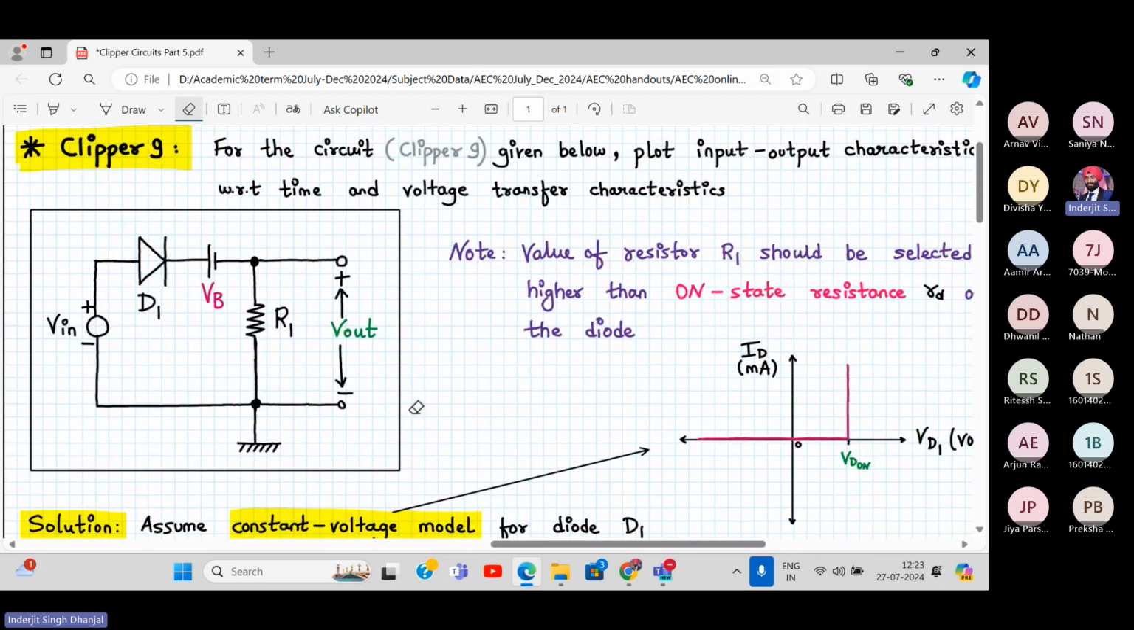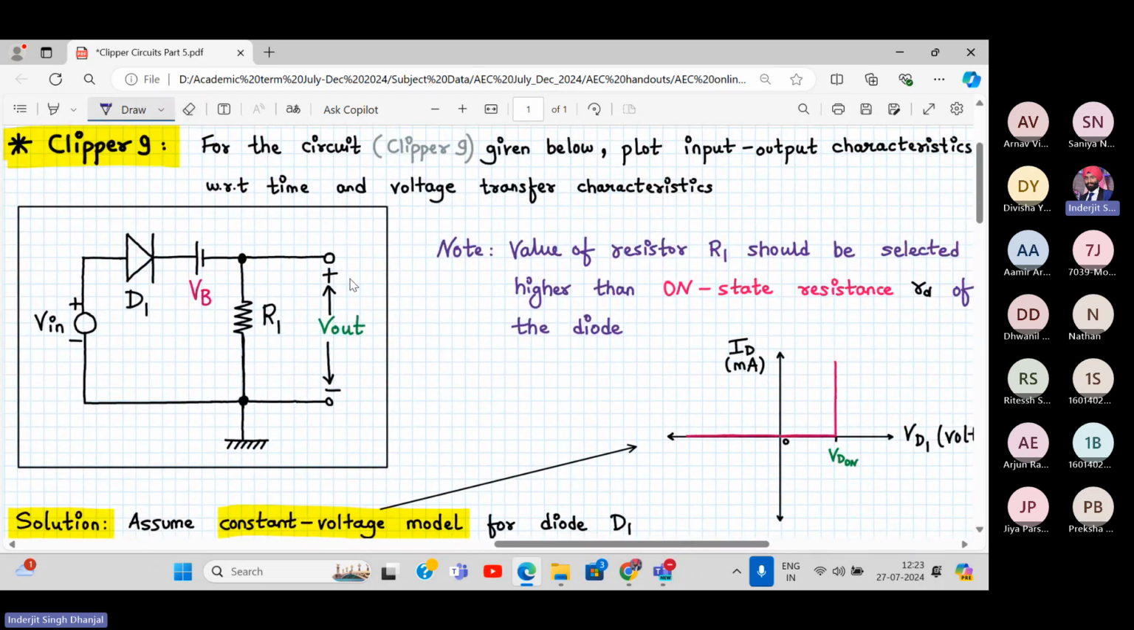Now, tell me, what is the clipping level? I mean, what is the condition? Let's say VB is 0. So for VB 0, Vin is greater than plus minus VD1 on, correct? So when Vin is greater than VD1 on, the diode is on over here. When Vin is less than VD1 on, diode D1 is off over here.